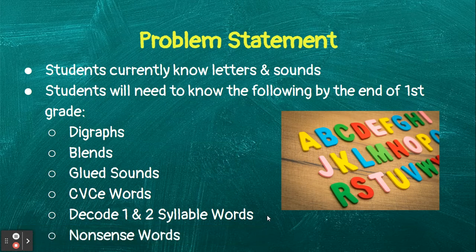So my problem statement: students currently know their letters and sounds. This is something I want to make sure that they knew coming in from the pandemic, and this is something that they have been doing a great job with. Students will need to know the following by the end of first grade: digraphs, blends, glued sounds, CVCE words, which are consonant, vowel, consonant with a silent E at the end, decode 1 and 2 syllable words, and nonsense words. Nonsense words are made up words that do not make sense, and we would like for students to be able to decode them as well.